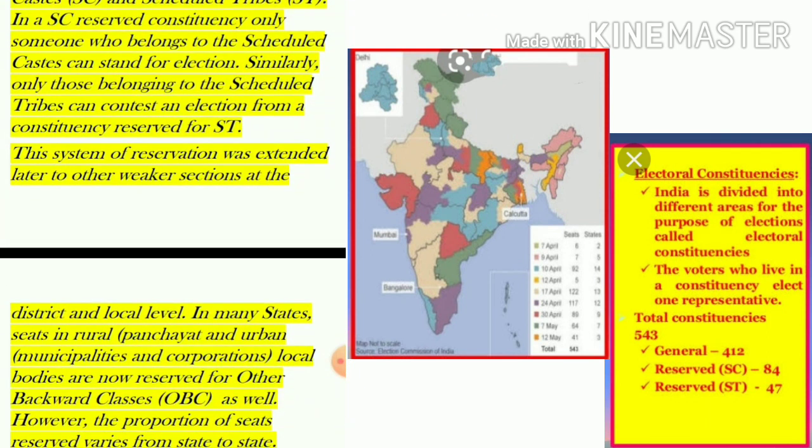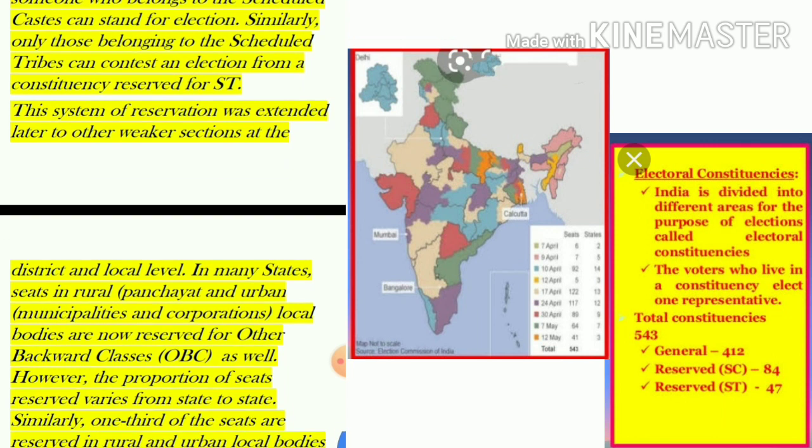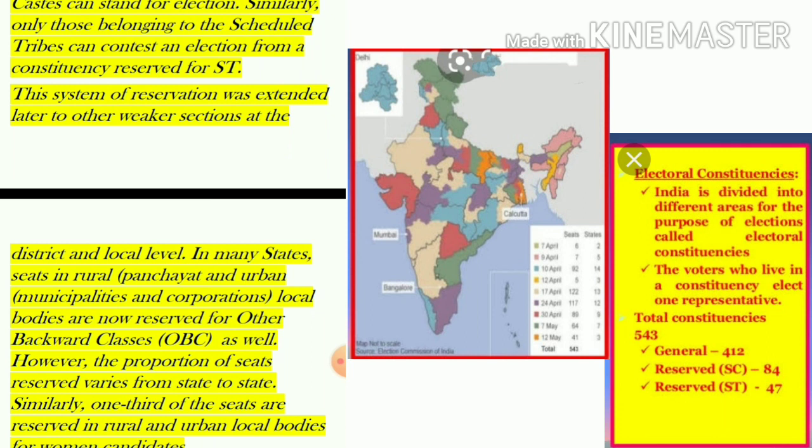In many states, seats in rural local bodies, that is panchayats, and urban local bodies, that is municipalities and corporations, are now reserved for other backward classes, that is OBC. However, the proportion of seats reserved varies from state to state. Similarly, one-third of the seats are reserved in rural and urban local bodies for women candidates.